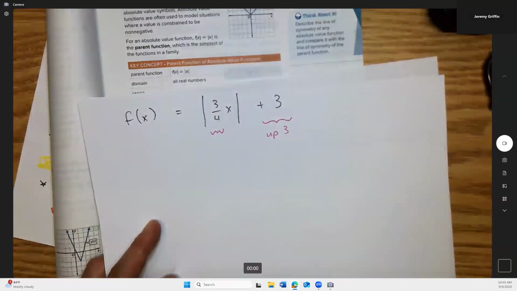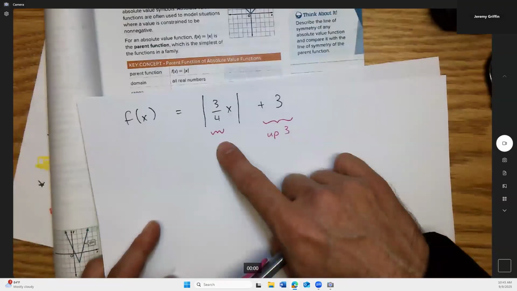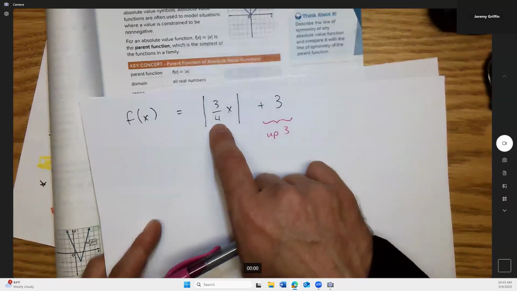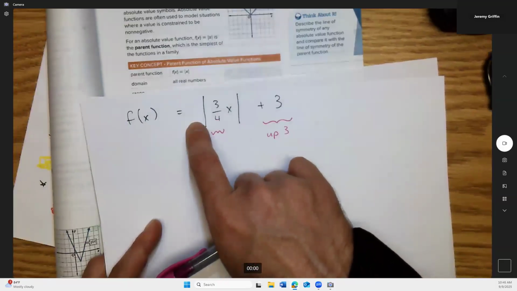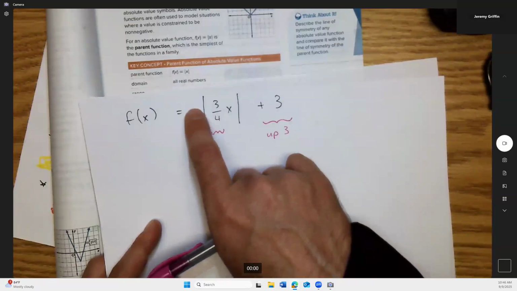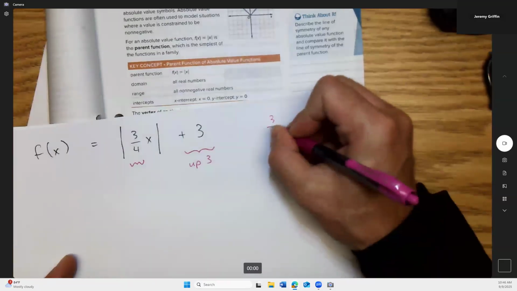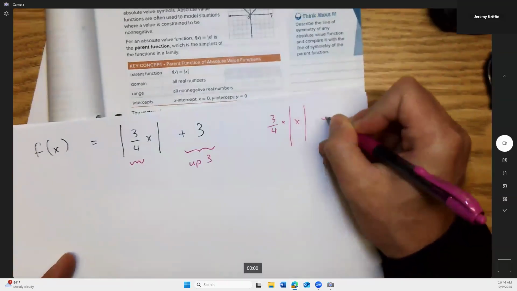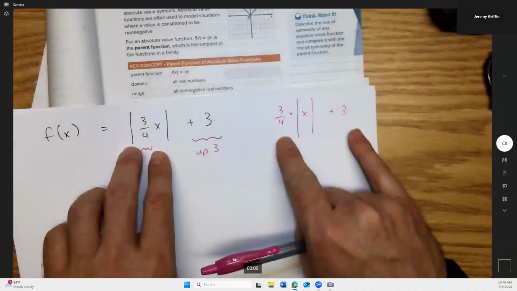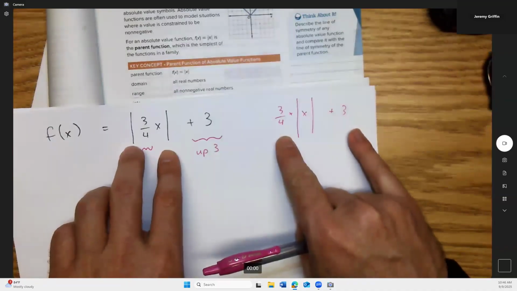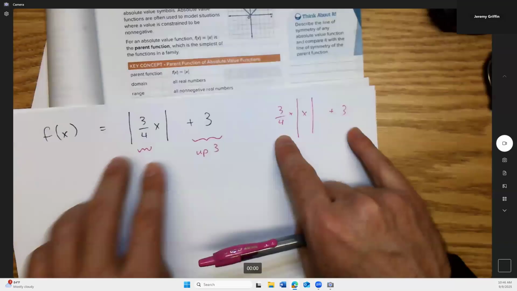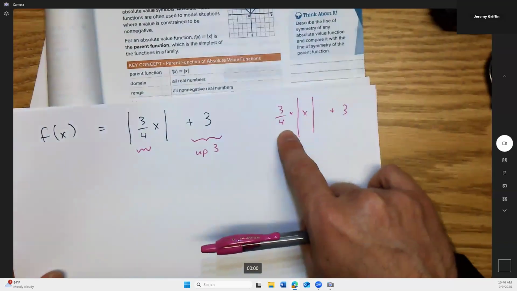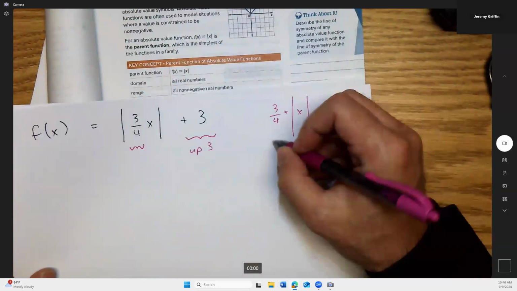And they both end up, of course, doing the same thing, no matter how you interpret it. Okay. Because what's one interpretation of 3/4? Could I take the 3/4 outside the absolute value and it wouldn't actually change the function? Could I do 3/4 times the absolute value of x and then the whole thing plus 3? Would this map to exactly the same function? Yeah, they would, right? Right.